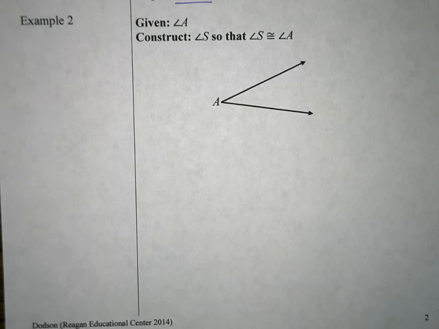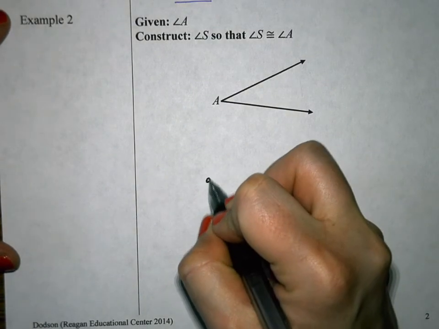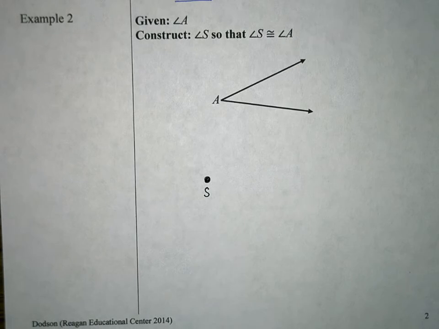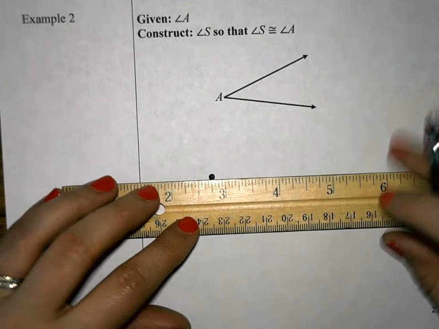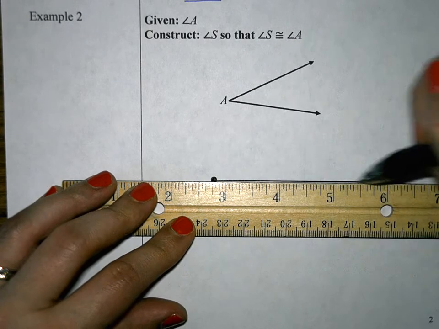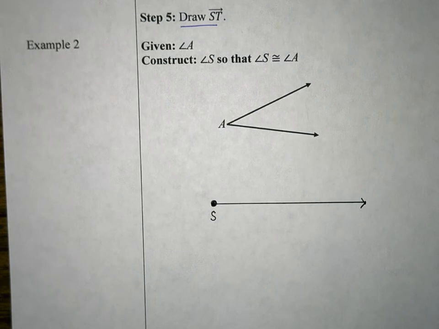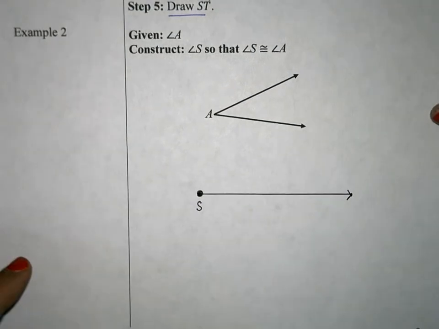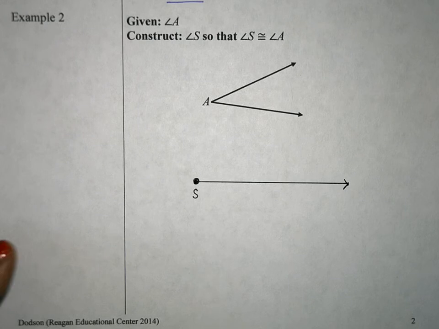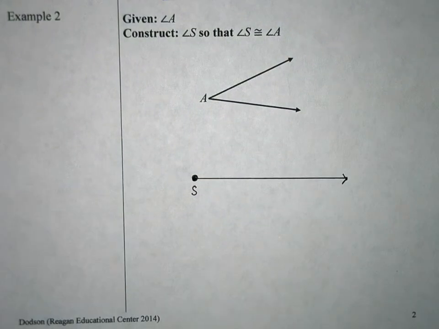So let's do this. Our first step is to draw a ray with endpoint S. So let's draw an endpoint, let's label it S, and I'm going to use my straight edge to draw a ray. Make sure you're making your rays long enough so that our arc actually intersects our ray. So you made your own given angle. Normally in a problem it will be given to you. And then we did our first step, which was to draw a ray and label the endpoint S.